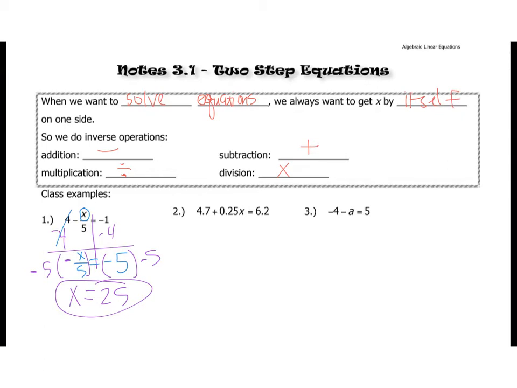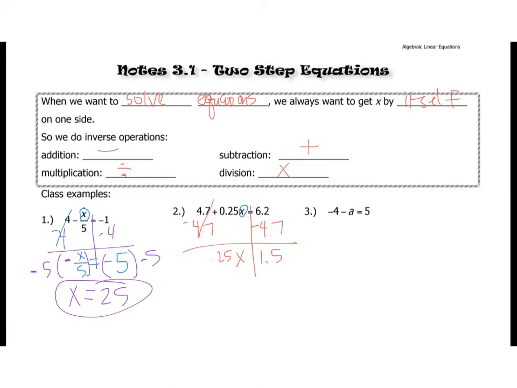On example number 2, and obviously if you want to be attempting this on your own, you can press pause and then press play when you're ready to check your answers. So for number 2, we want to solve to where it's just that x by itself. So the first thing we need to do is subtract 4.7. So 6.2 minus 4.7 is 1.5. And now I have 0.25 times x.